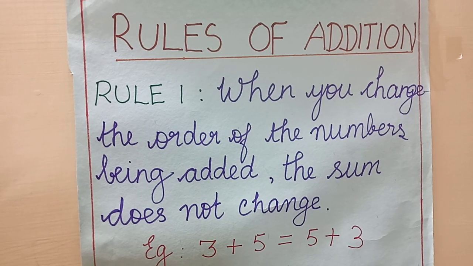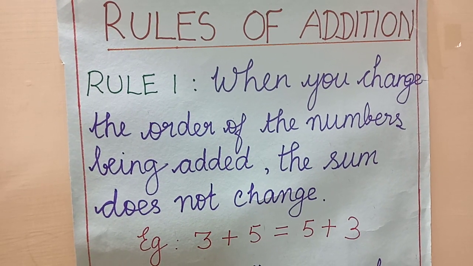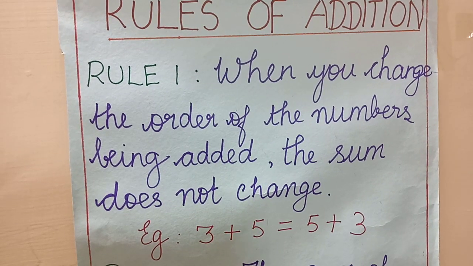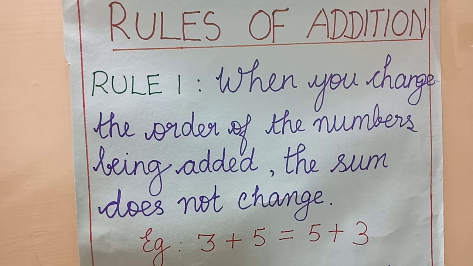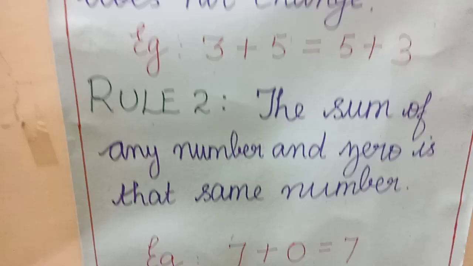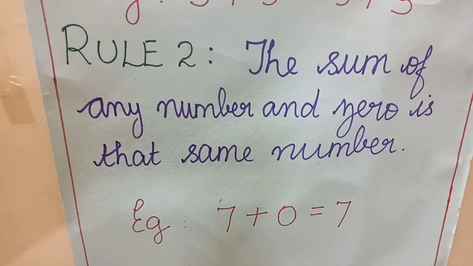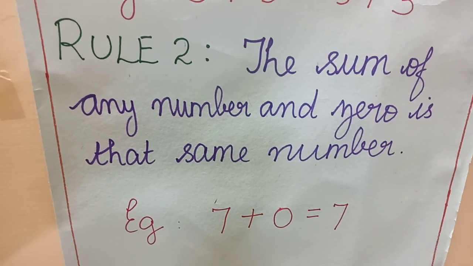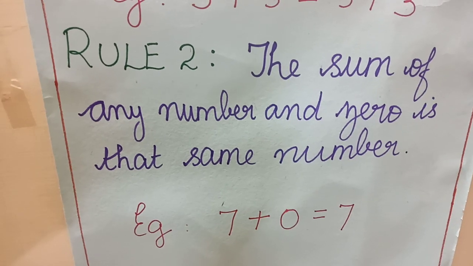Then we have learnt about rules of addition. Rule 1. When you change the order of numbers being added, the sum does not change. Example, when you add 3 plus 5 or 5 plus 3, the answer will be 8 and the sum does not change. Rule 2. The sum of any number and 0 is the same number. When you add any number with 0, you get the same number. Example, 7 plus 0 gives you 7.